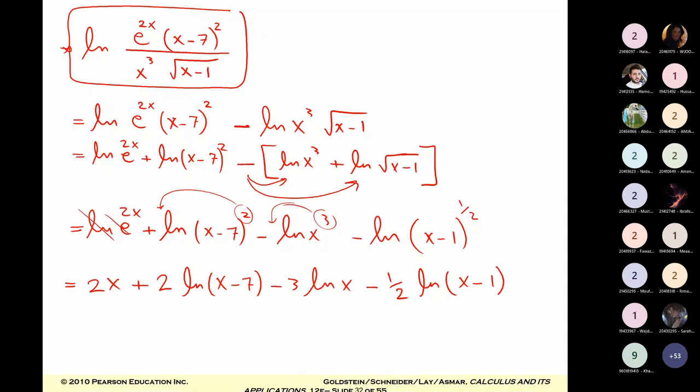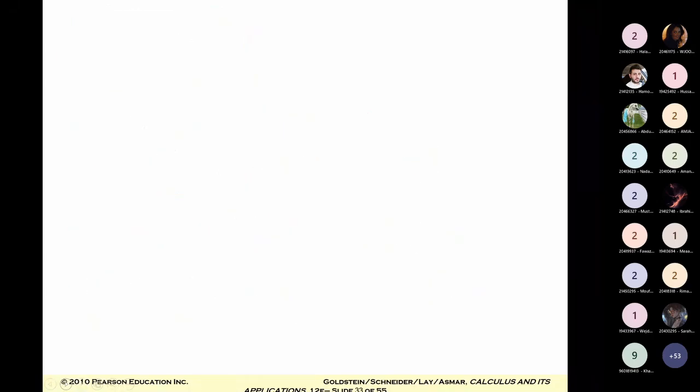The easy way is to apply the properties of the ln: distribute the ln and put the exponent outside the ln. So this is very easy to find the derivative. Okay. Example about this. Look at this.